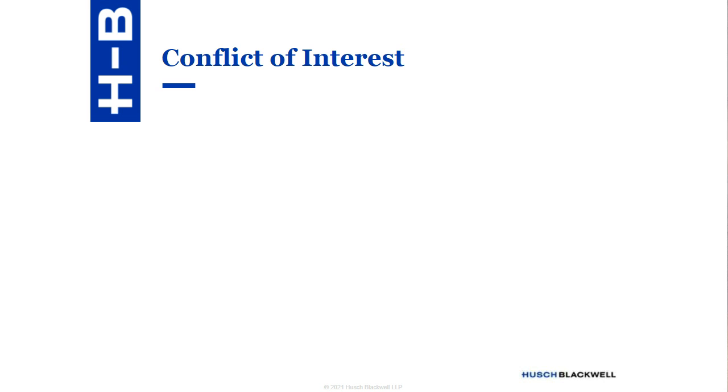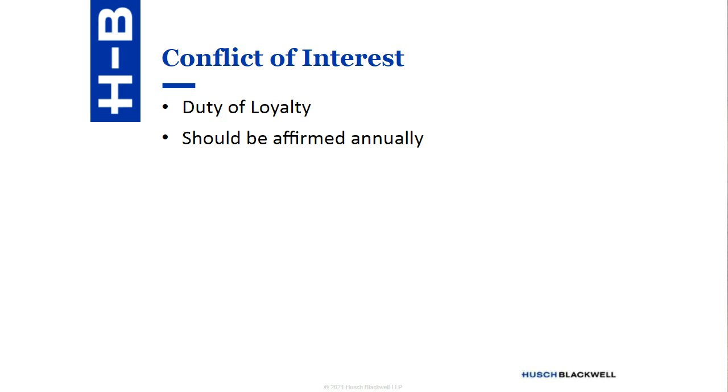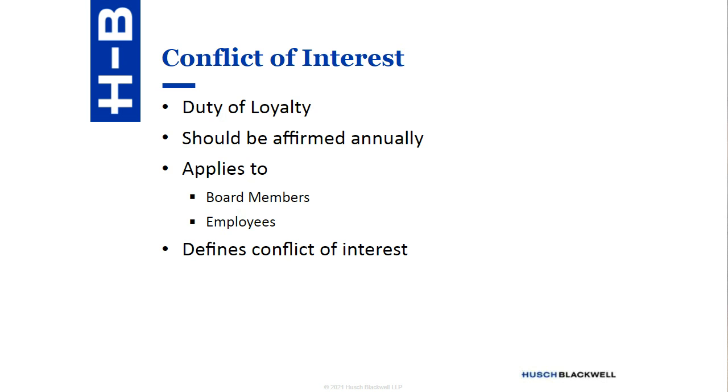So conflict of interest policies. They implicate the duty of loyalty. They ought to be affirmed annually. Applies to board members and officers, employees, including an executive director. They should define what a conflict of interest is so that individuals who are dealing with situations know what they should be looking for. There should be a method of notification and then therefore possible approval or disapproval.